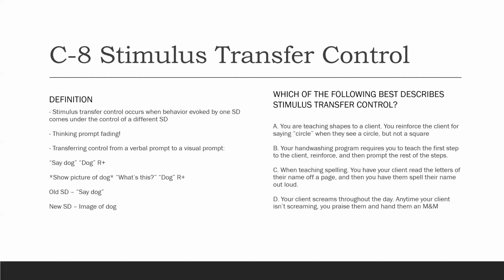So which of the following best describes stimulus transfer control? A, you're teaching shapes to a client. You reinforce the client for saying circle when they see a circle, but not a square. No, this is just differential reinforcement, right? You're teaching discrimination there. So you're not transferring control of anything. So A is out. B, your hand washing program requires you to teach the first step to the client, reinforce, and then prompt the rest of the steps. What am I describing here? I'm describing task chaining. I'm describing forward chaining. Okay, so B is a chaining procedure, but we're not transferring stimulus control.